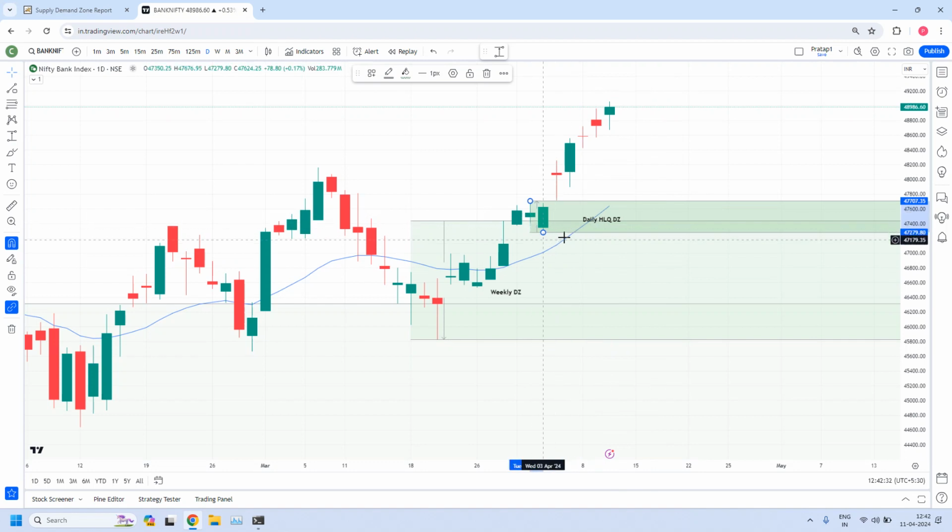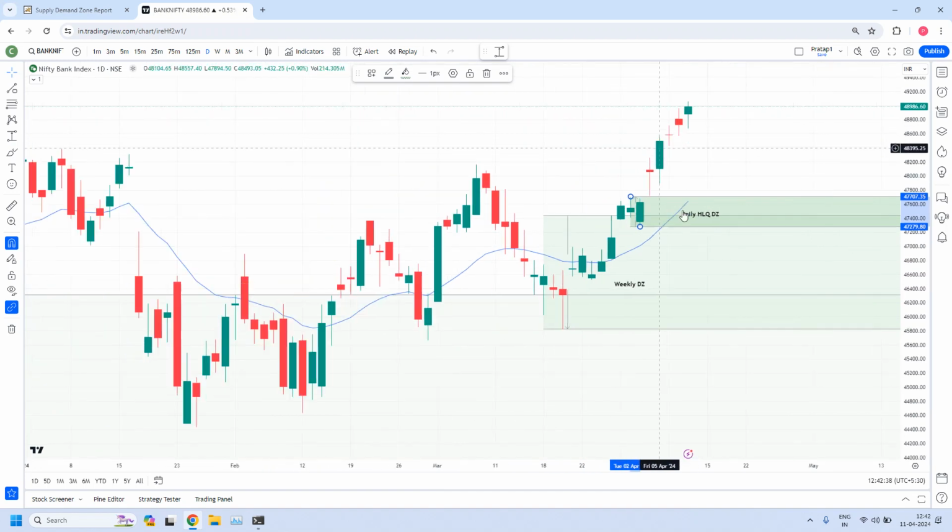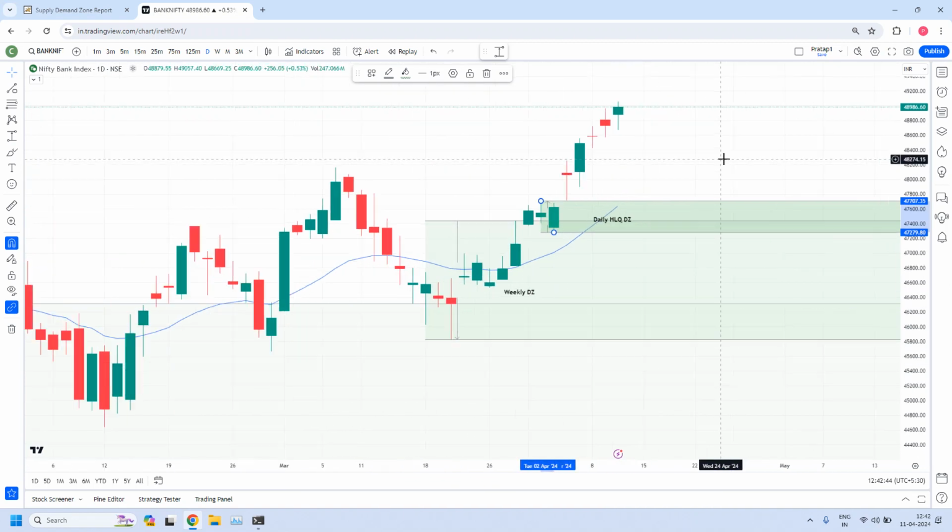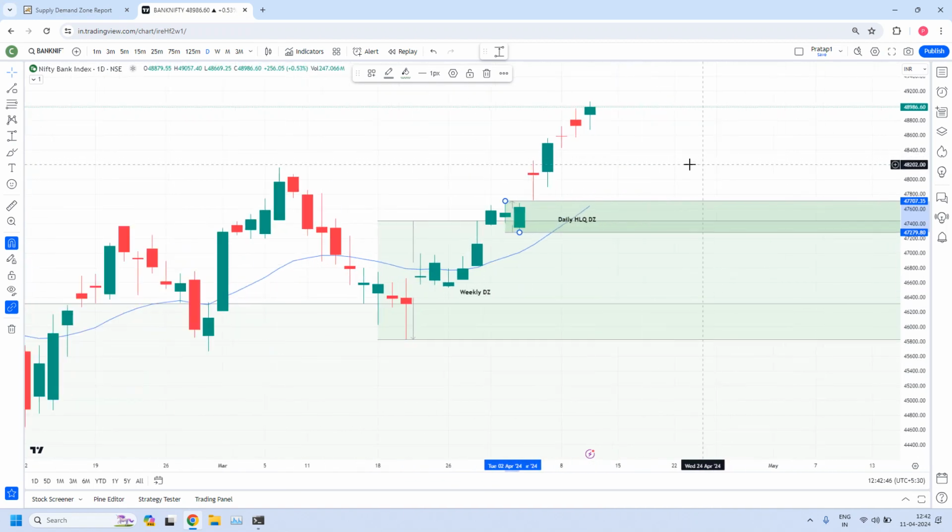And this daily demand zone is having confluence with the weekly demand zone. The only missing thing is that this daily demand zone is not having monthly confluence. That point you have to observe. But otherwise, this is a high liquidity demand zone. And moreover, this high liquidity demand zone at present is having a daily EMA 20 confluence. Another positive factor.